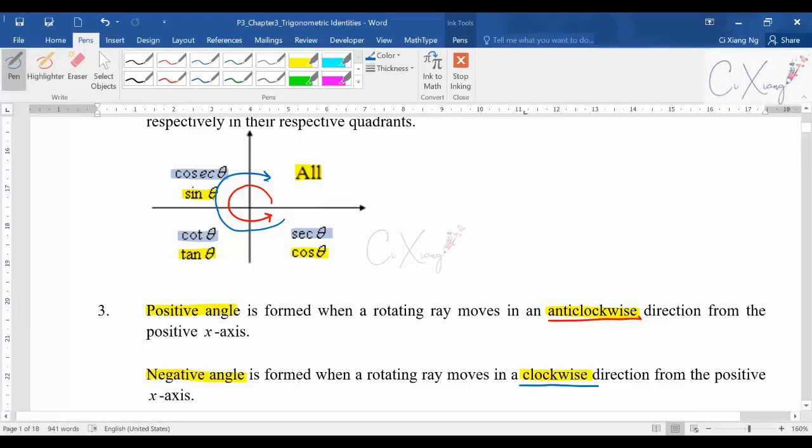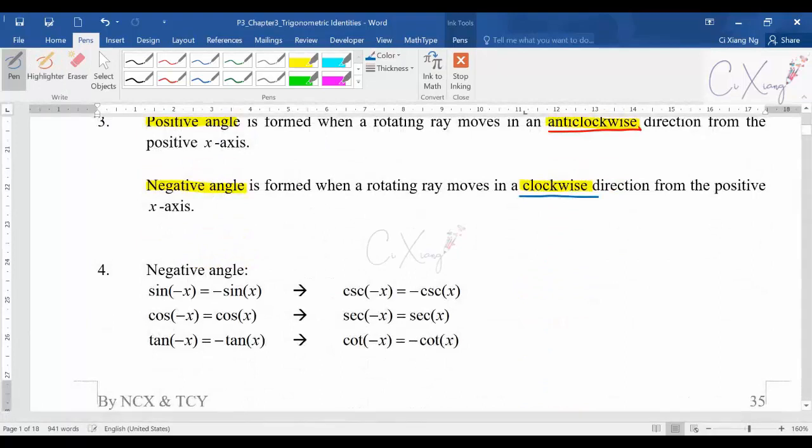Then after that, in our notes, I attached the negative angle formula. So if you want, you can memorize, like sine negative x equals negative sine x, which means cosecant negative x also equals negative cosecant x. For myself, I didn't memorize all this. I have my own way to find out the value. But for those who prefer to memorize, you can try to memorize it for the negative angle part.